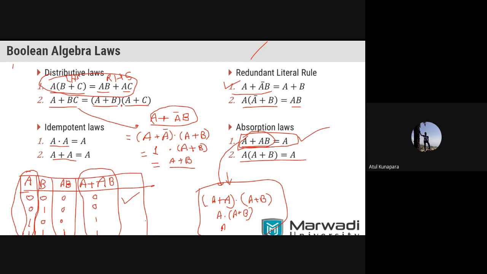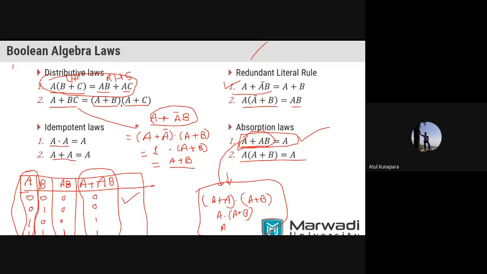So there are two methods of giving proof for any law. One you can give with the help of this kind of truth table arrangement, or the second one you can give as I showed for this distributive law here, for the redundant rule. So that is with the expression. So am I making this thing clear to everyone? Yes, sir. Yes, sir. Okay, that's fine.